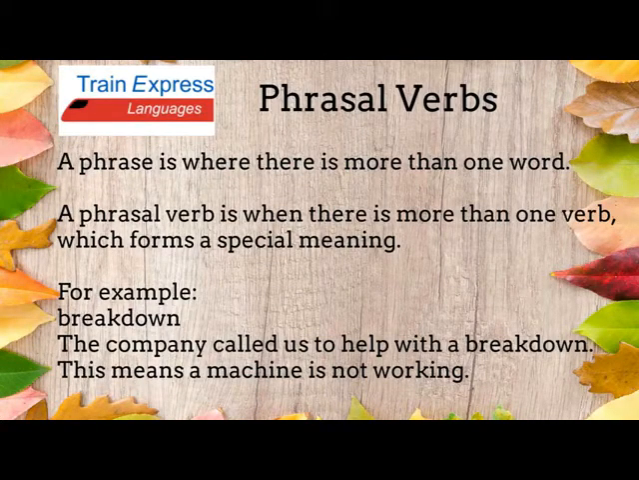Phrasal verbs. A phrase is when there is more than one word. A phrasal verb is when there is more than one verb which forms a special meaning. For example, break down. The company called us to help with a breakdown. This means a machine is not working, it is broken.